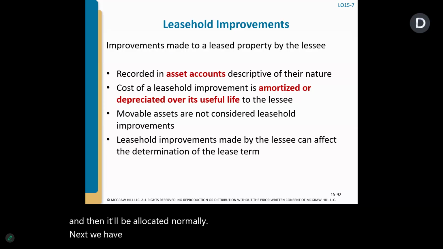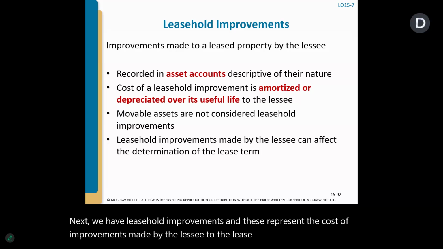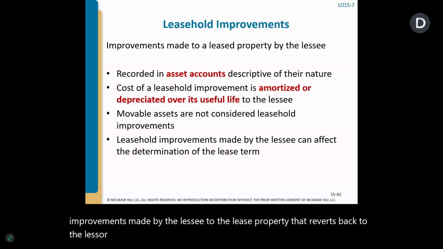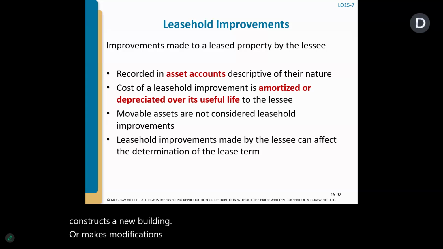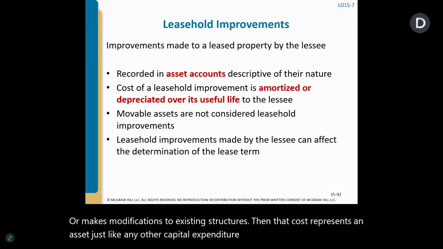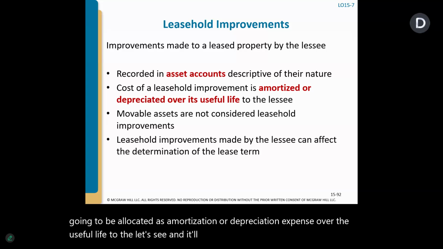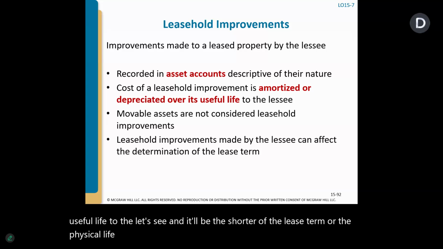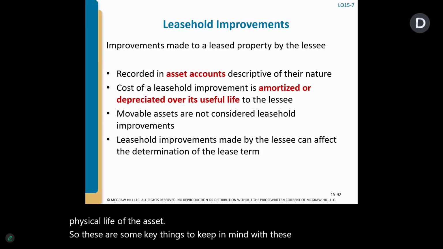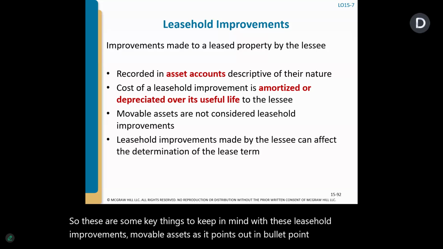Next, we have leasehold improvements, and these represent the cost of improvements made by the lessee to the leased property that reverts back to the lessor at the end of the lease. So in the event that, let's say, the lessee constructs a new building or makes modifications to existing structures, then that cost represents an asset just like any other capital expenditure. Like other assets, the cost is going to be allocated as amortization or depreciation expense over the useful life to the lessee, and it'll be the shorter of the lease term or the physical life of the asset. So these are some key things to keep in mind with these leasehold improvements. Movable assets, as it points out in bullet point 3, are not considered leasehold improvements.